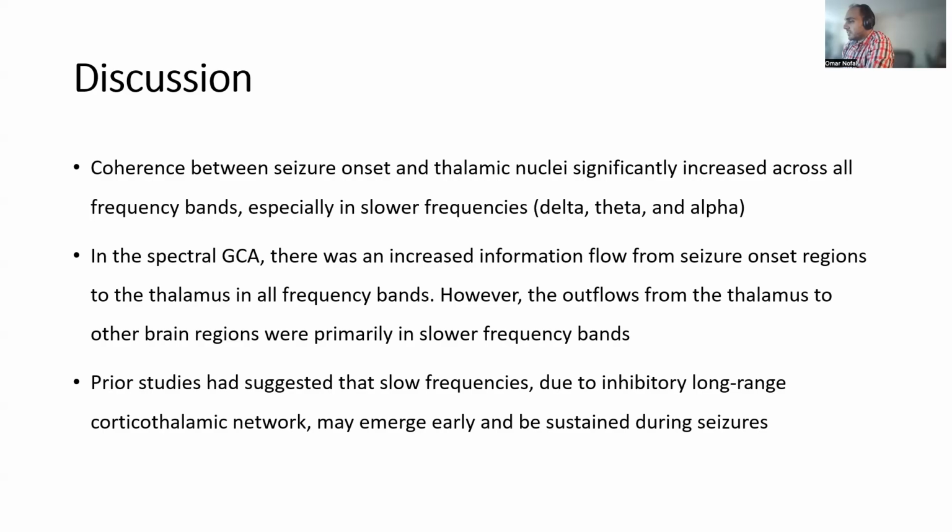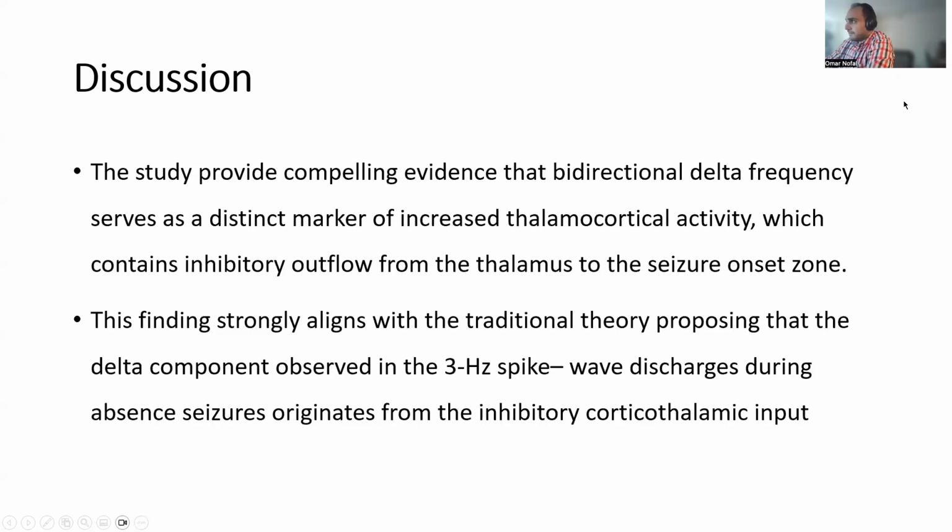Prior studies had suggested that slow frequencies, due to an inhibitory long-range corticothalamic network, may emerge early and be sustained during seizures. And also, the study provided evidence that the bidirectional delta frequency serves as a distinct marker of increased thalamocortical activity, which basically contains the inhibitory outflow from the thalamus to the seizure onset zone. And this also aligns with the traditional theory that the delta component of the 3 Hz spike wave discharges during absence seizures originates from the inhibitory corticothalamic inputs.